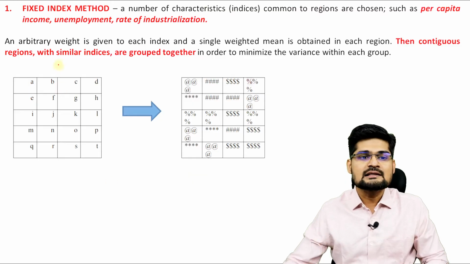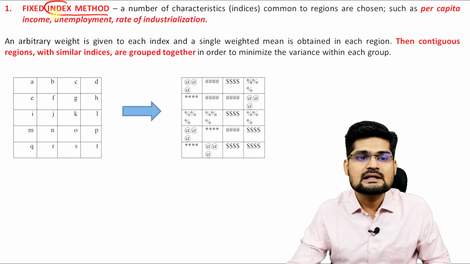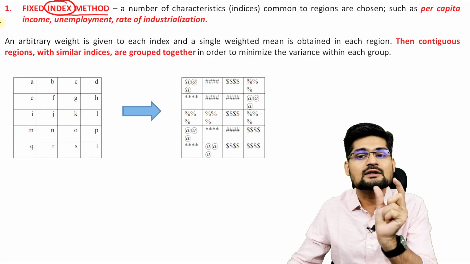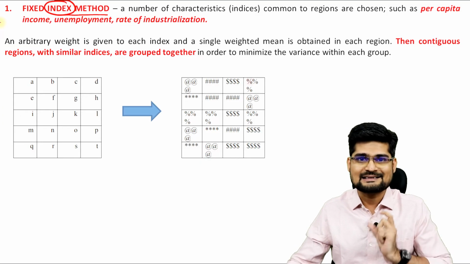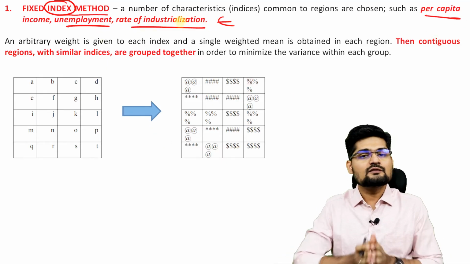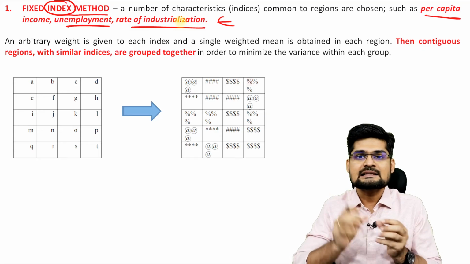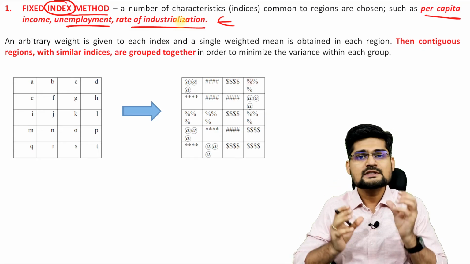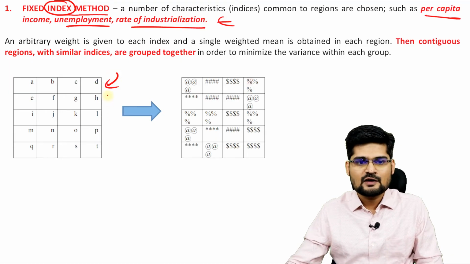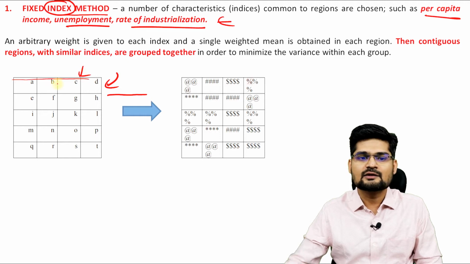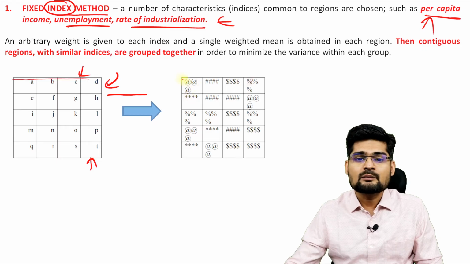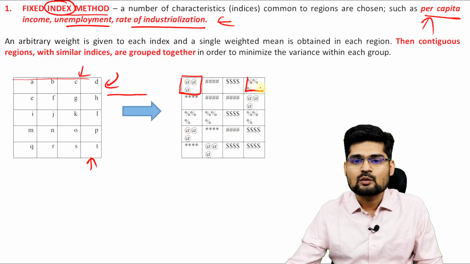So first one is fixed index method. Now the word is index. It means we're assigning matrices, numbers basically, to these regions on the basis of their chosen criteria or characteristics. For example, per capita income, unemployment, rate of industrialization. So what we do, we assign these characteristics some weightage here, which is fixed in nature, and then we group them together in the form of indices. So what we observe, if you plot this area and divide it into several units on the basis of these characteristics, then what we do, we group them, the places of same characteristics, in one particular group.